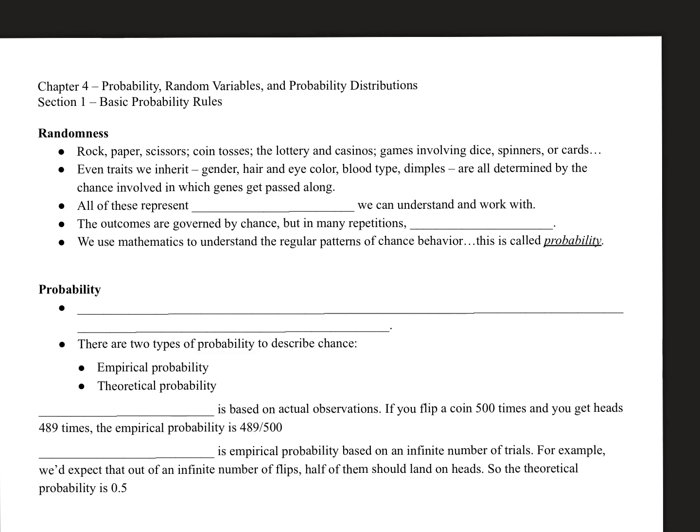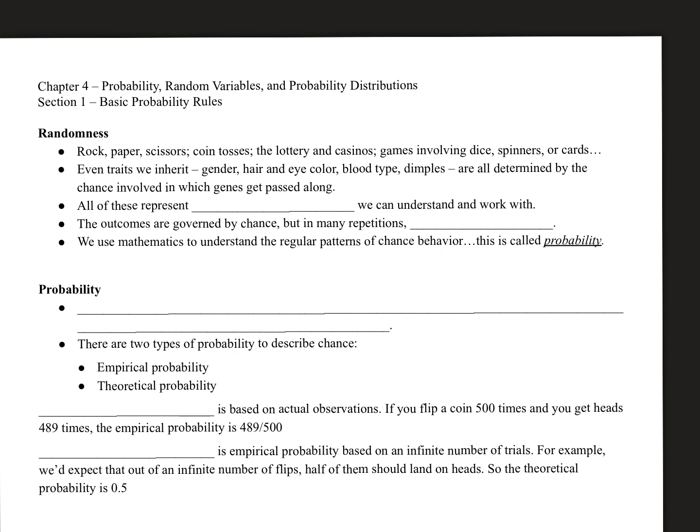In Chapter 4, we're going to take a look at probability, random variables, and probability distributions. In Section 1, we're going to start with some basic probability rules. So probability deals with randomness. So rock, paper, scissors, coin tosses, the lottery, casinos, games involving dice, spinners, or cards, all of those involve randomness.